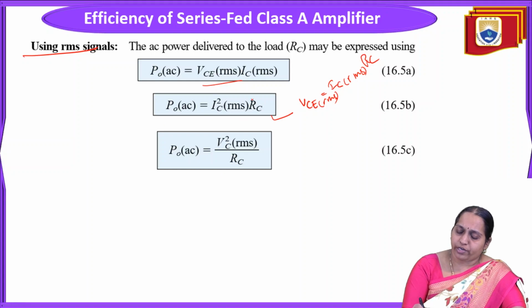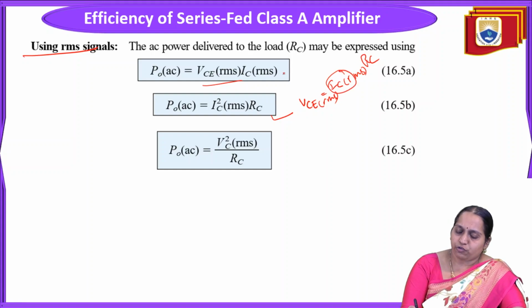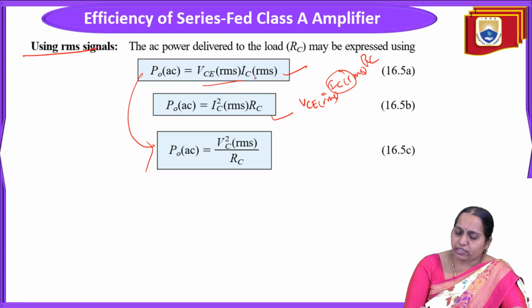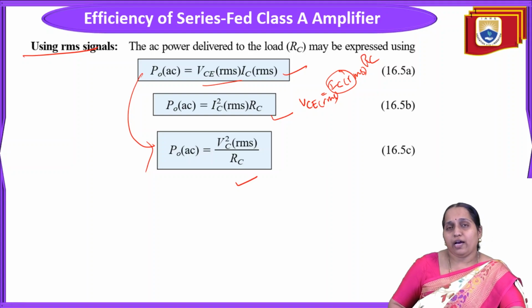Or in other words, if you rearrange and replace this IC by VCE by RC, what do you get? P naught AC is equal to VCE into VCE by RC, so you get VCE square by RC. So P naught AC equals VCE square RMS by RC. This is the expression using RMS signals.